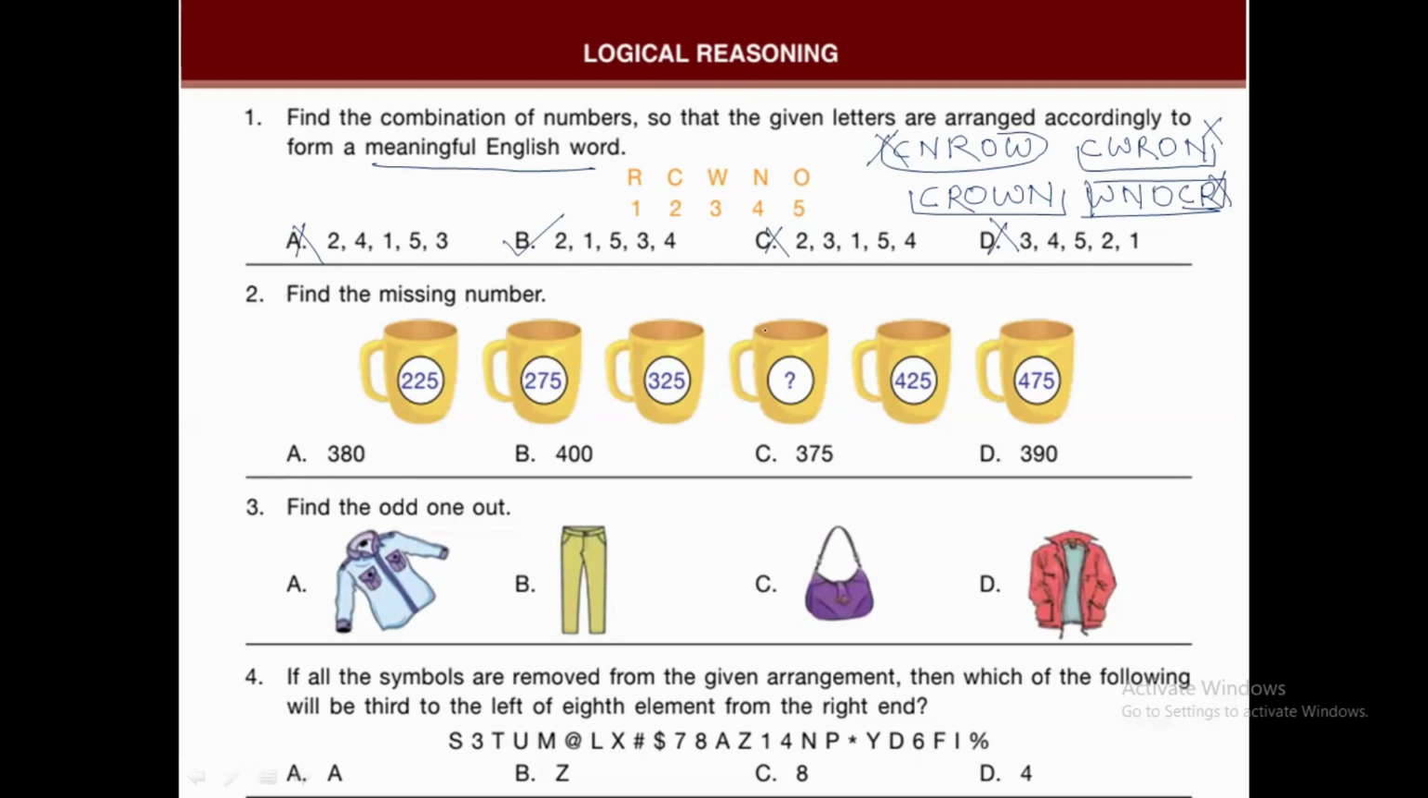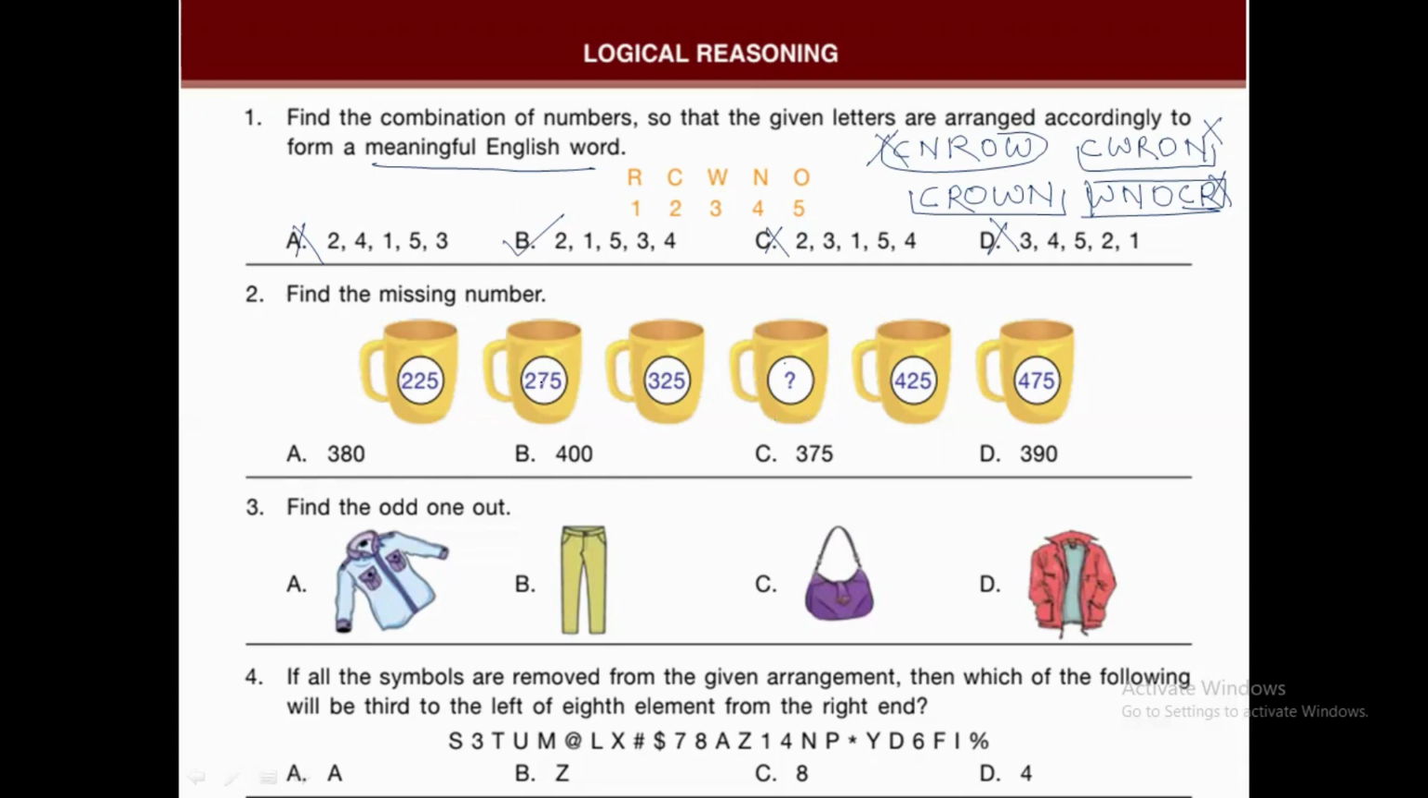Now let's move to question number 2. Here you need to find the missing number. What number should be at the place of this question mark? What number can replace this question mark? For this you can see 6 cups are here and every cup has some number. So we need to find the relationship between the numbers.